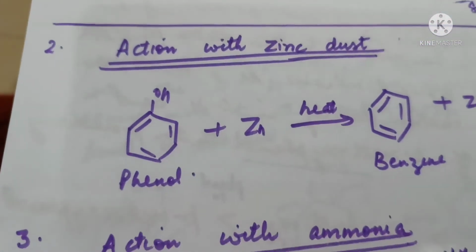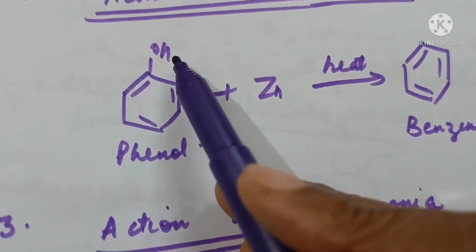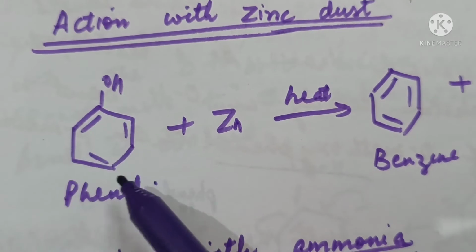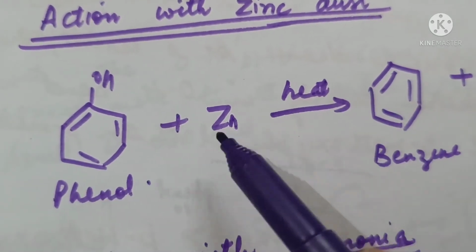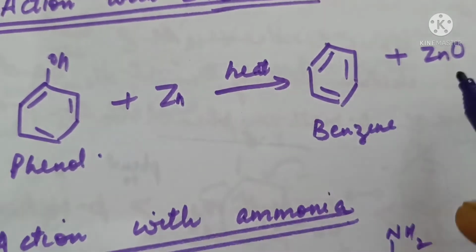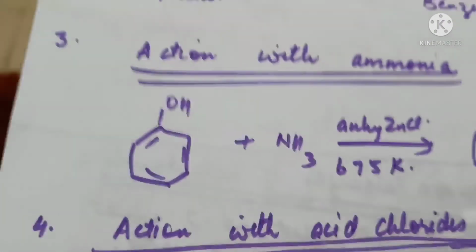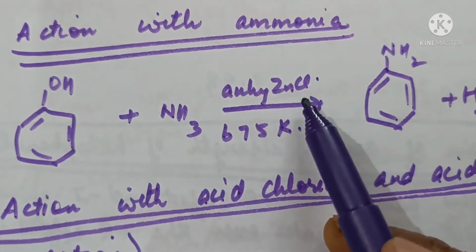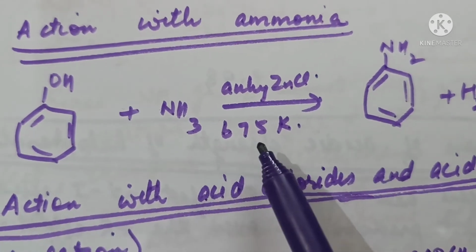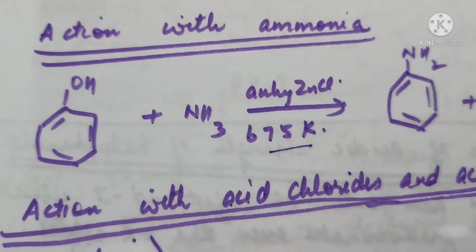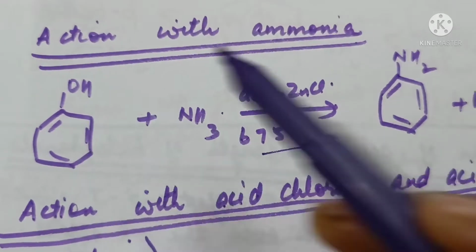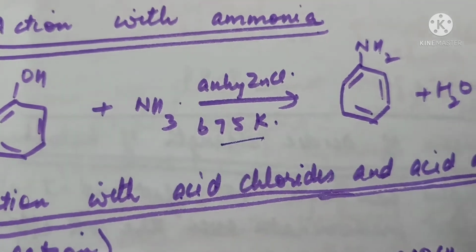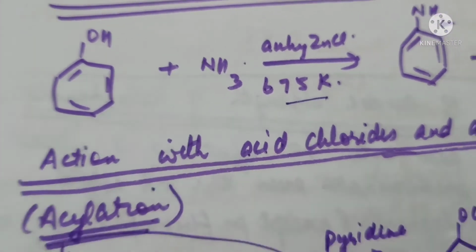Other reactions of the phenolic group of phenol are action with zinc dust. When phenol is heated with zinc dust, it is reduced to benzene. Action with ammonia: when phenol is reacted with ammonia in presence of anhydrous zinc chloride at a temperature of 675 Kelvin, the amino group will substitute the OH group. So aniline will be formed along with water.